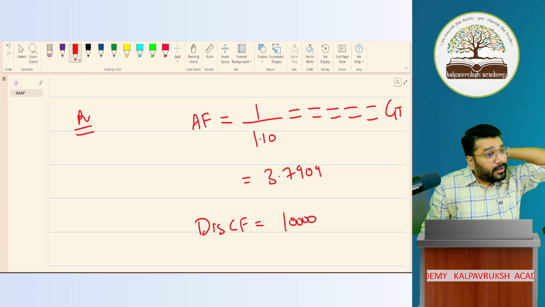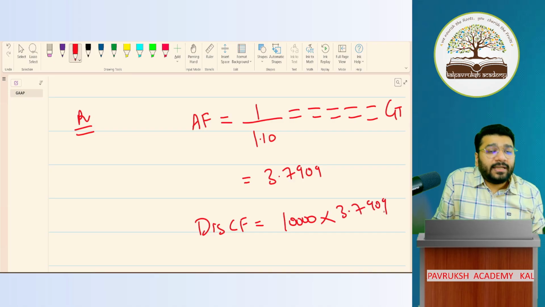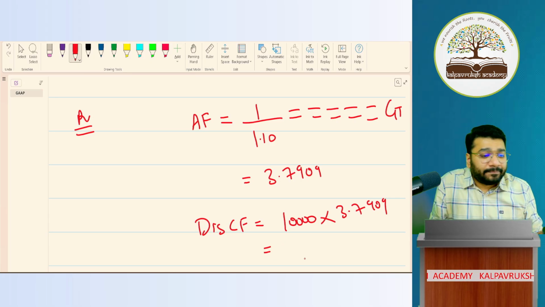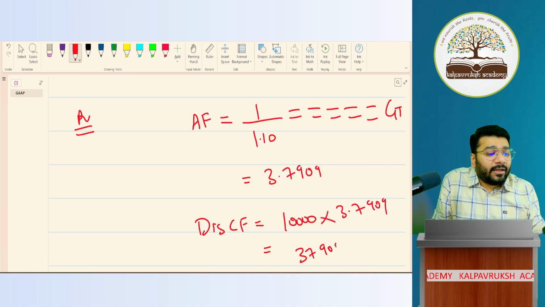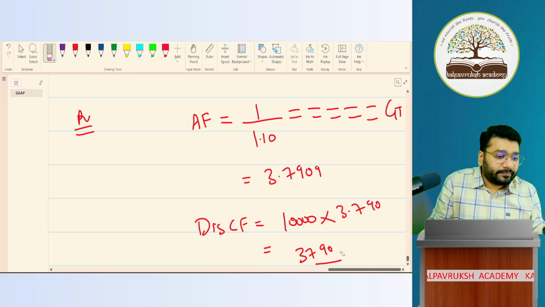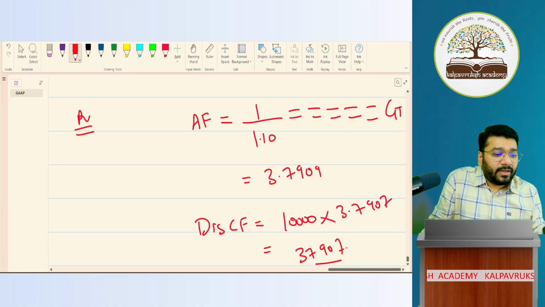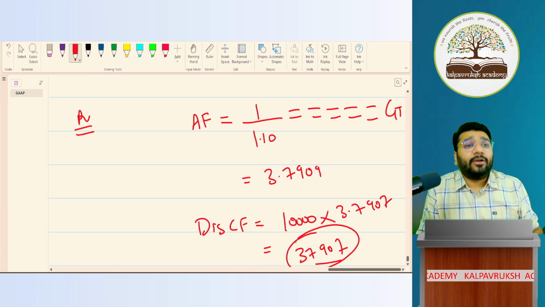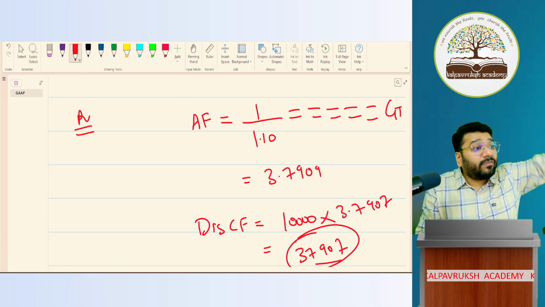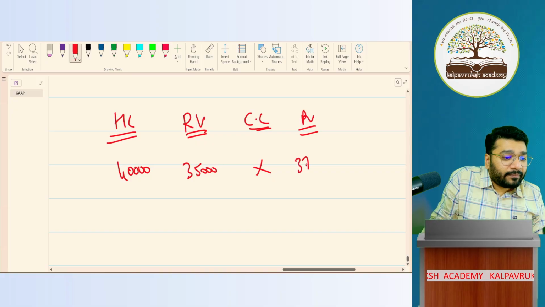So now, discounted cash flow is equal to 10,000 rupees I'm earning every year. And what is the discounted value? Discounted annuity factor is 3.7909. So if I multiply, what will I get? 37,909. 907, okay. Correct? So 37,907 is the worth of the income I will generate in the next 5 years. So the worth of the machine should be equal to this. So 37,907.